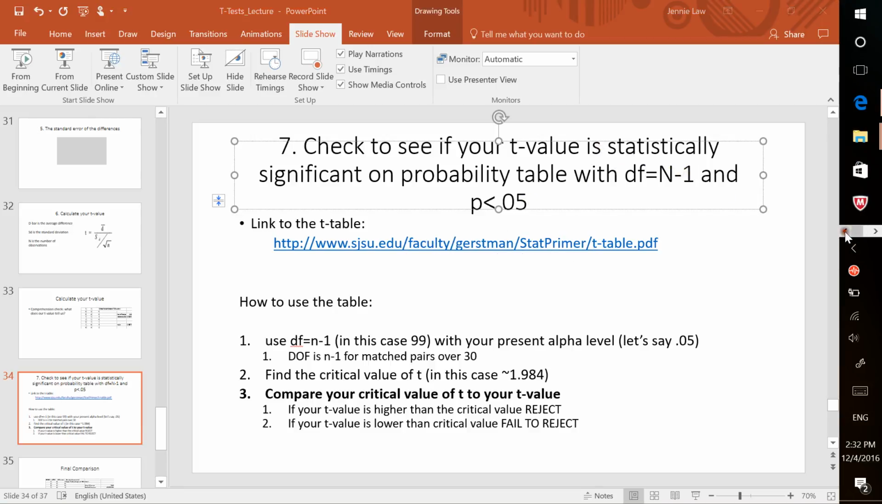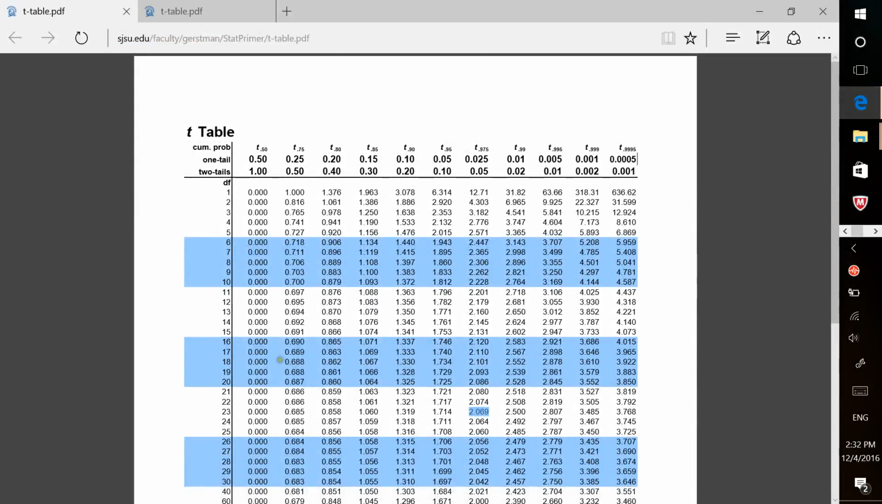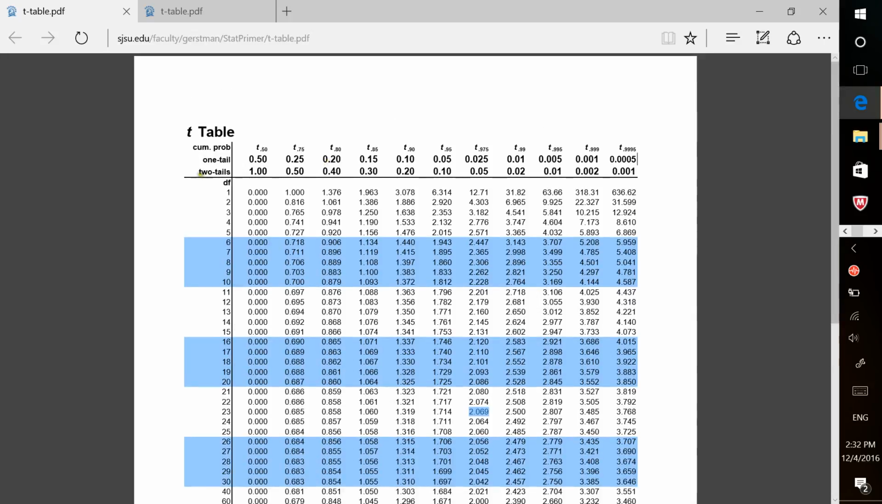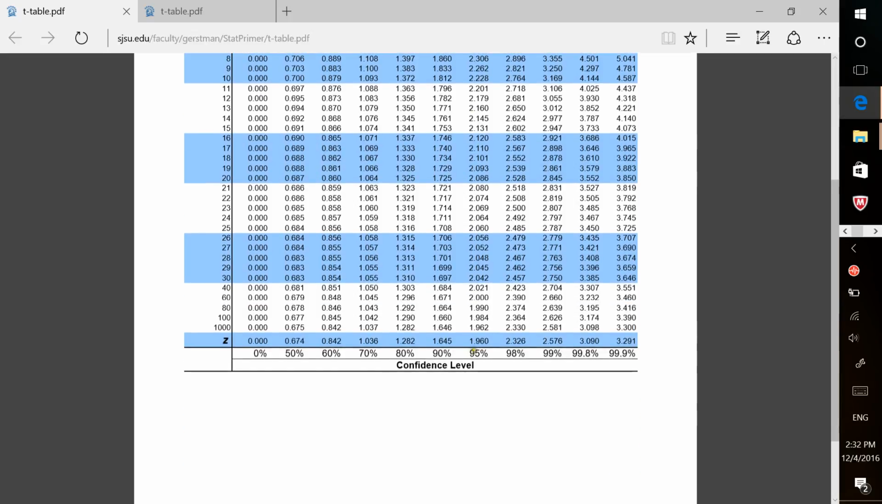So if we go to our t-table, I told you that we had 100 observations. Minus 1 is 99, but this table doesn't get as specific as we'd like it to be, so we're going to use 100. We were doing a two-tailed t-test with an alpha level of 0.05. So we would just find out where those meet, and we get a critical t-value of 1.984.